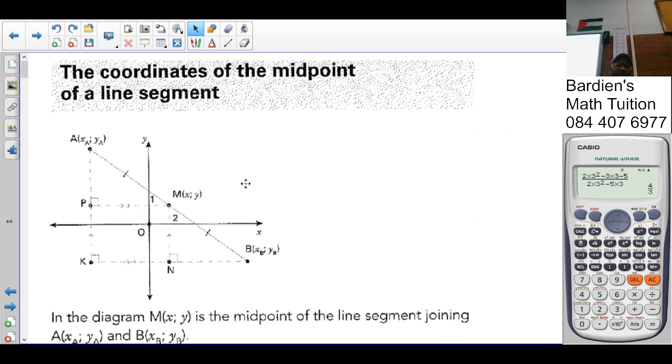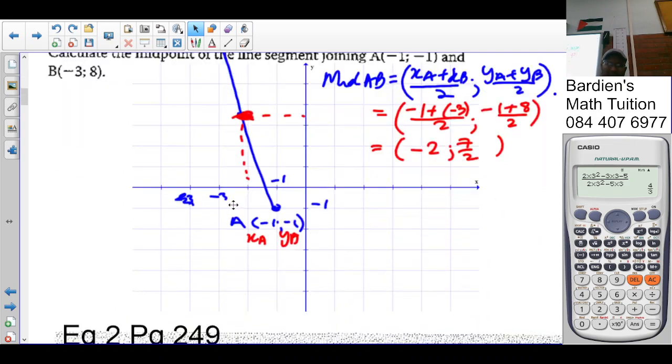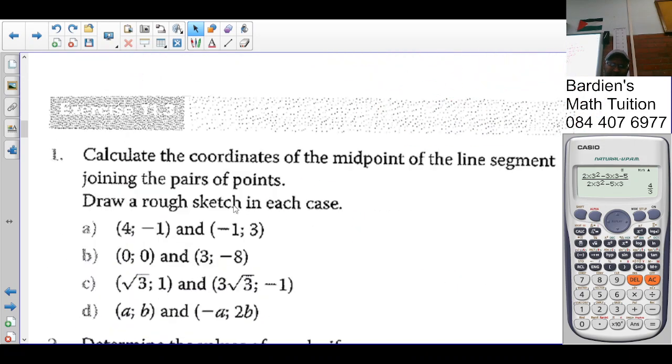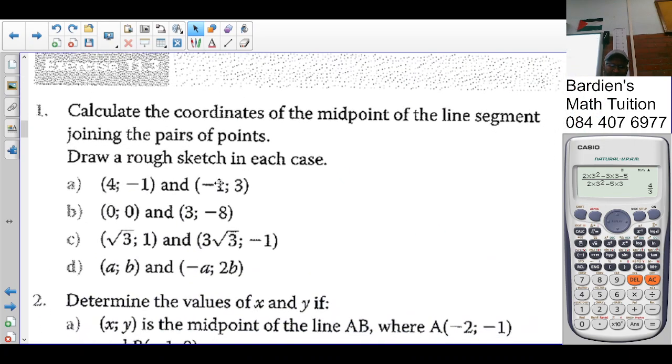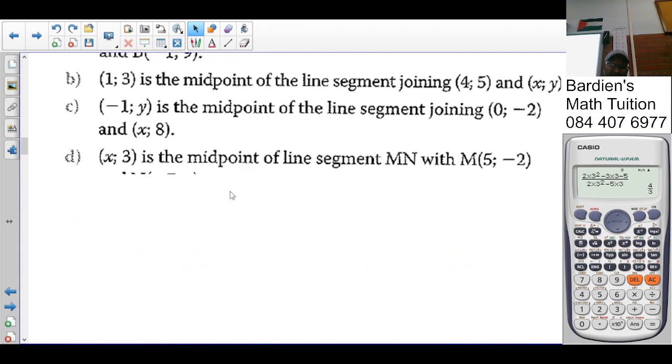Then we went on to the midpoint of a line segment. We said for the midpoint of a line segment, what's the formula? x1 plus x2 over 2, y1 plus y2 over 2. We spoke about how they got to that formula. Then you had to do 11.3.